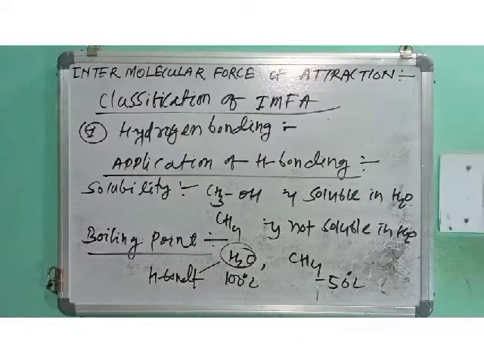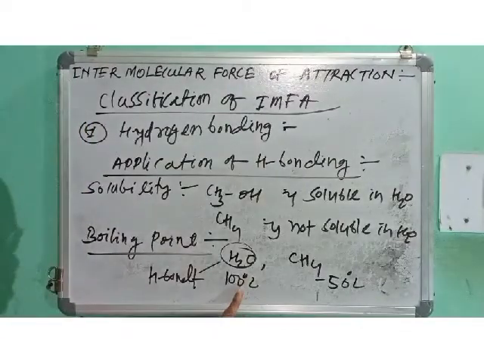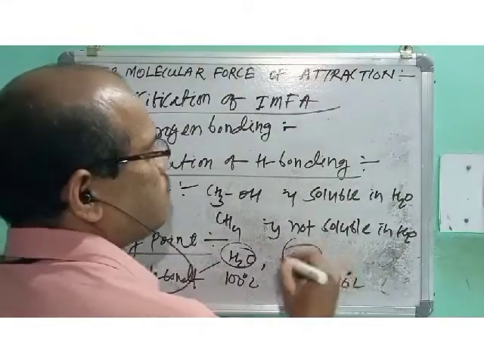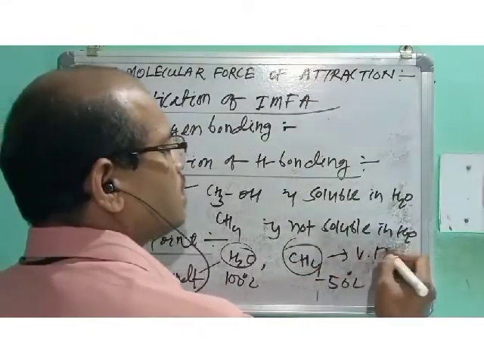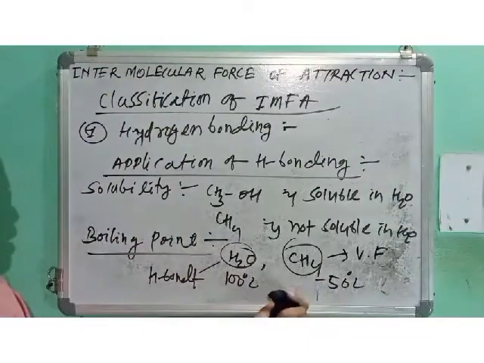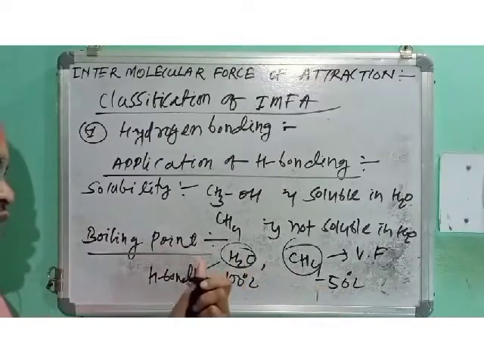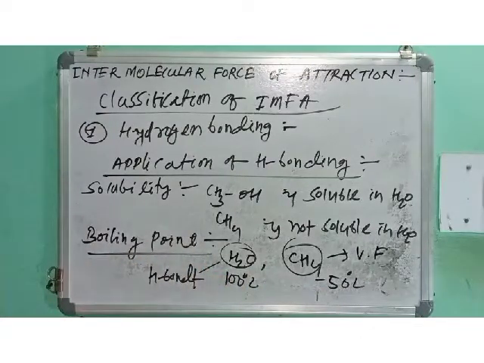Hydrogen bonding is a strong force of attraction, hence it is not very easy to vaporize water, so it is vaporized at 100 degrees centigrade. But in methane, the force of attraction is weak, that is van der Waals force of attraction. It is a weak force of attraction, so it can vaporize easily, boil easily in comparison to water. So we can explain the boiling point of compounds by using hydrogen bonding.